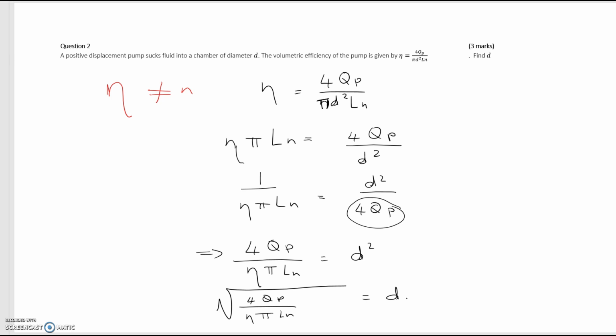You could have done it another way. You could have said directly that d squared, what would you have done? You would have done that to start off with, and then you would have divided the left hand side by everything except the d squared. And then you're at the same stage as you are there.